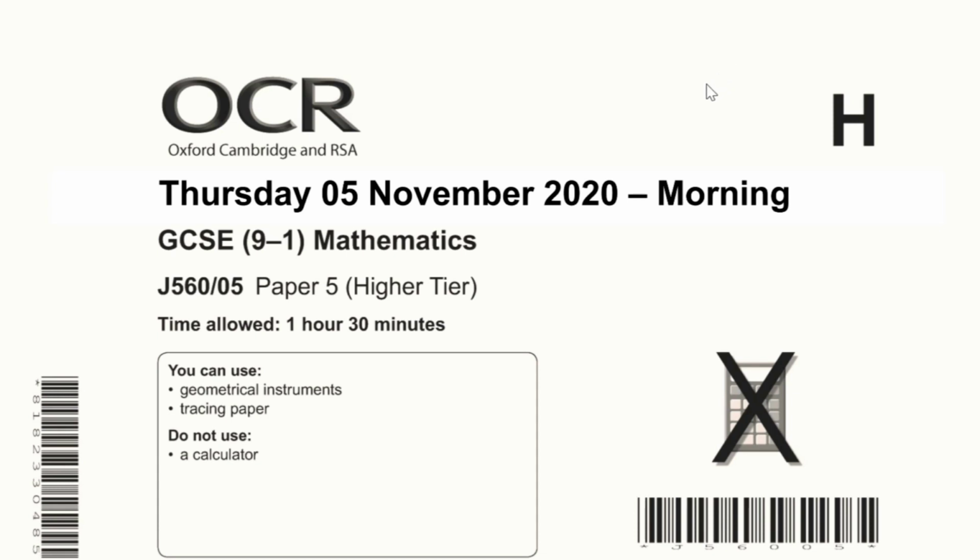This is the OCR GCSE 9-1 Maths Paper 5 from the higher tier, and it's from the November 2020 series, and this paper is a non-calculator paper.